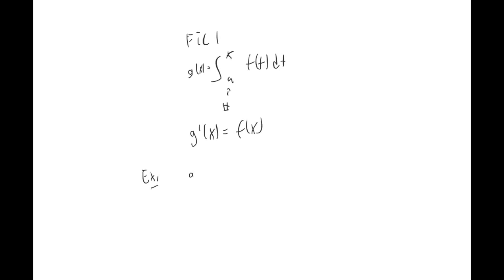So FTC 1 says if g of x is the integral from a to x, where a is some number, of f of t dt, then g prime of x is f of x. So for example, if g of x was the integral from 1 to x of t squared dt, then g prime is you just plug in x to it, right? Clear?